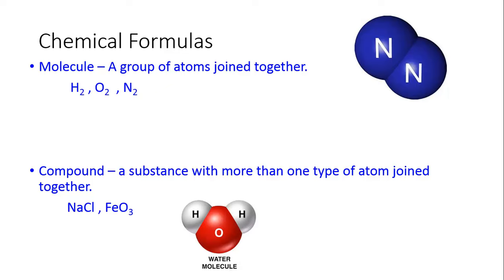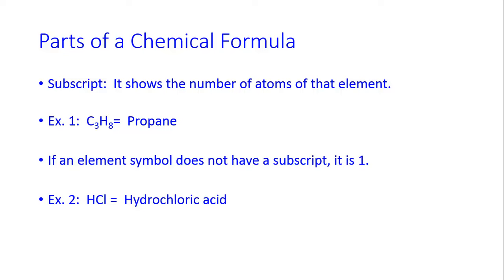H2, O2, N2. All right. A compound is a substance with more than one type of atom joined together. So the compound can also be a molecule. Okay, let's talk more about parts of a chemical formula.